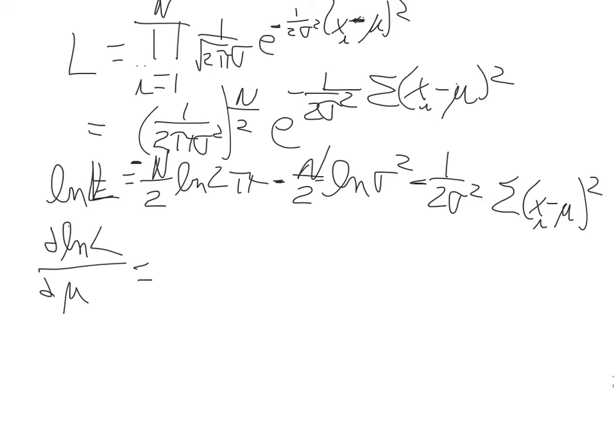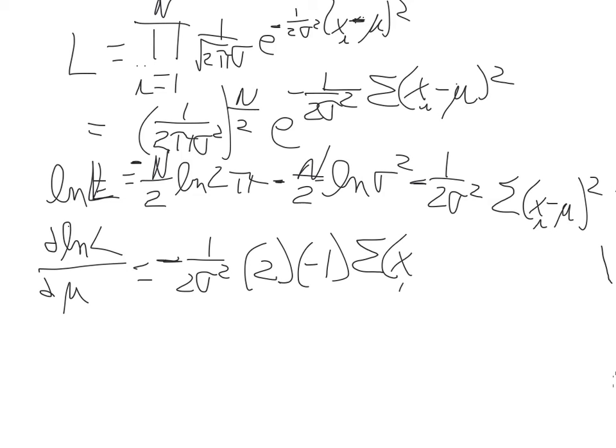So I'm going to have the minus 1 over 2 sigma squared sitting out in the front. I bring the 2 from here. I have a minus 1 from inside the function itself. And then I have the summation of xi minus mu. Okay, so let's see what's going to happen. The 2's are going to cancel. The negative signs will cancel. And I will have the summation of the xi minus mu.